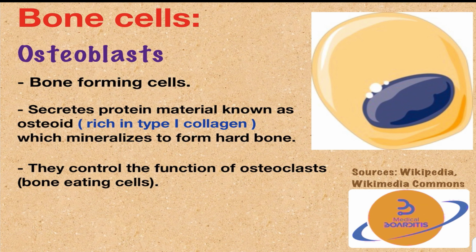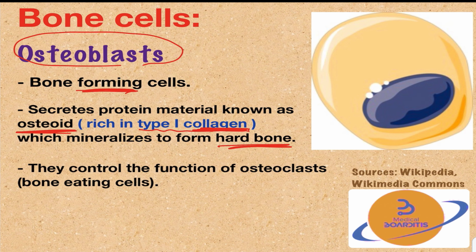Now let's talk about bone cells. The first and the most important of them are the osteoblasts. These are the bone-forming cells. They secrete a protein material known as the osteoid. This osteoid is rich in type 1 collagen. This is the major type of collagen present in bones, and this is a very high yield point. This osteoid is going to be mineralized later to form the hard bone.